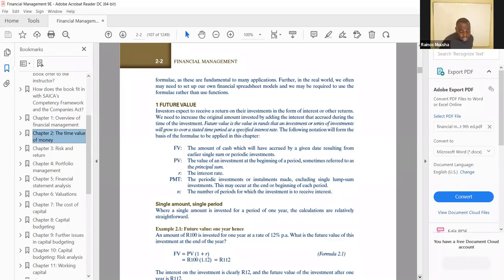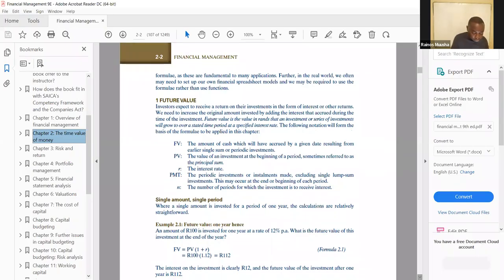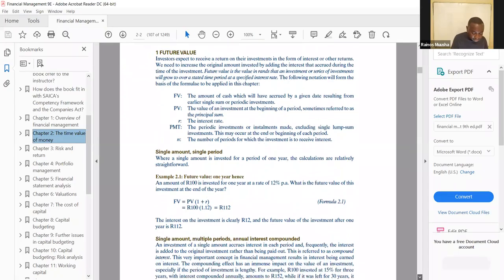Then there's also the annuity payments. Whenever you're dealing with annuity payments, that's the PMT button on your calculator. They say these are the periodic investments or installments made, excluding single lump sum investments. They may occur at the end or at the beginning of each period. If they're occurring at the end, that's a normal annuity. If they're occurring at the beginning of each period, that's an annuity due. Then there's also the N, which reflects the number of periods for which the investment is to receive interest as well.